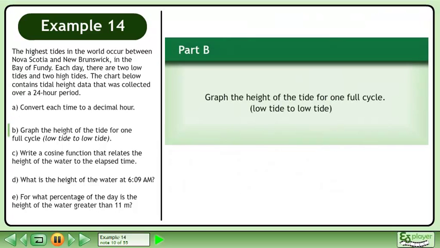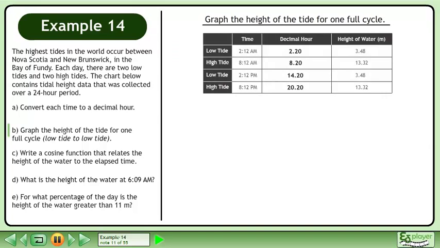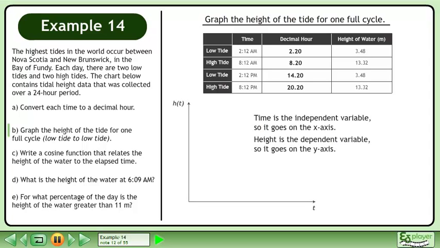In Part B, graph the height of the tide for 1 full cycle. Bring up the table we completed in Part A. Time is the independent variable, so it goes on the x-axis. Height is the dependent variable, so it goes on the y-axis.